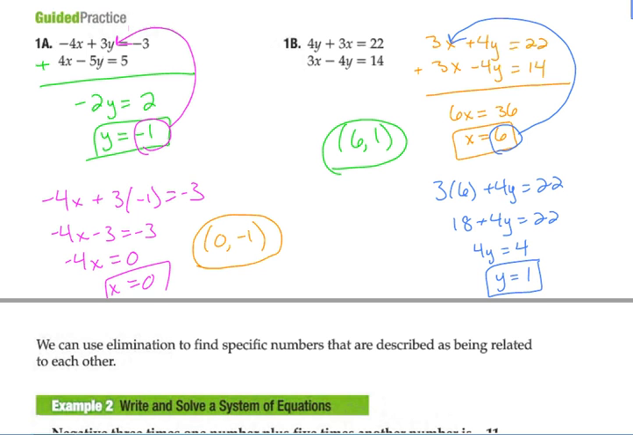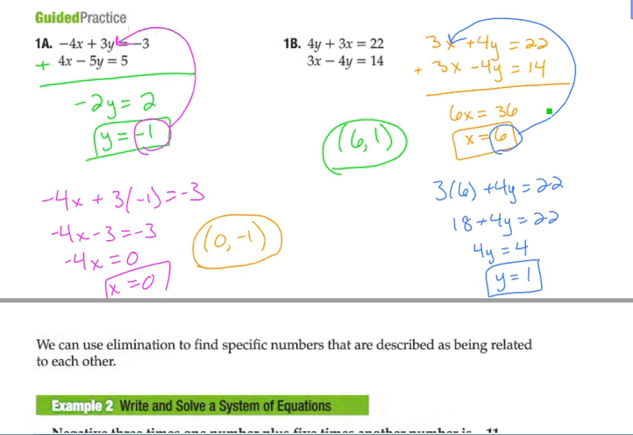Okay, 1a is pretty straightforward. We eliminated the x variable by adding those two together, finding out that they share the point (0, -1). Remember, getting down to this, don't let that 0 scare you. Sometimes we will have 0 as our solution.